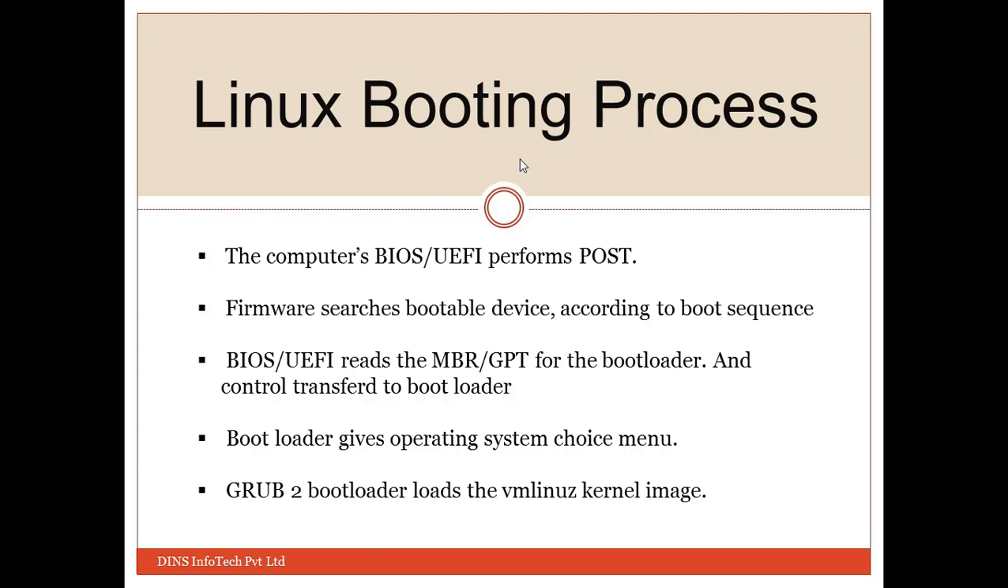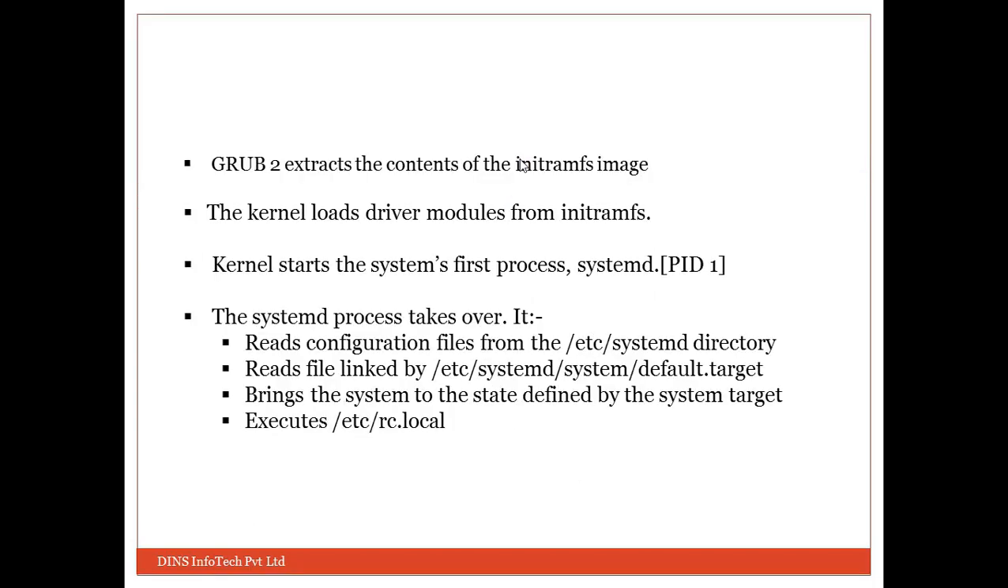In RHEL7, we have a bootloader called the grub2 bootloader. Then this grub2 bootloader loads the vmlinuz kernel image. Then grub2 extracts the contents of the initramfs image from the kernel. This initramfs is a working module of a kernel.